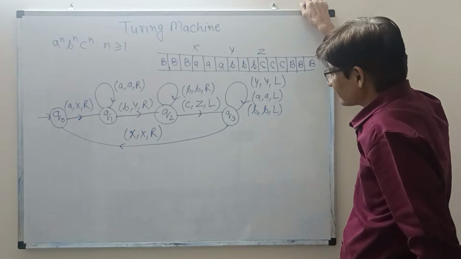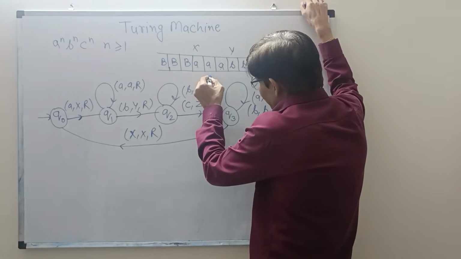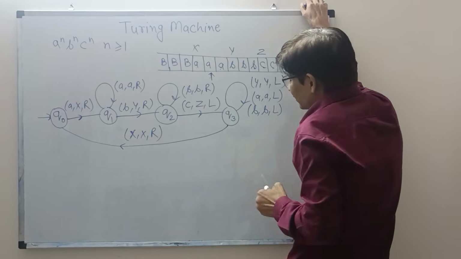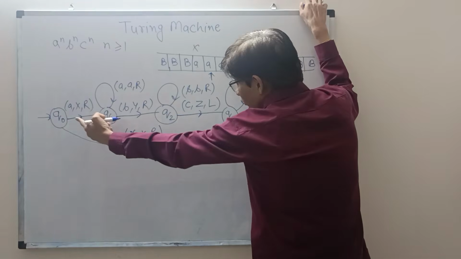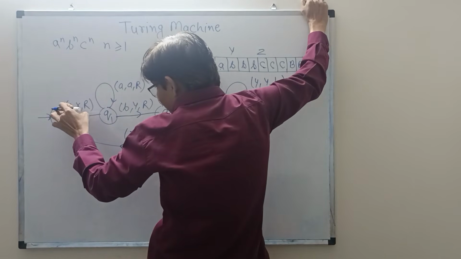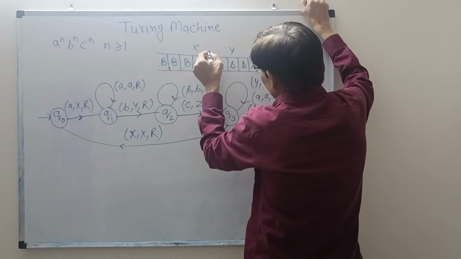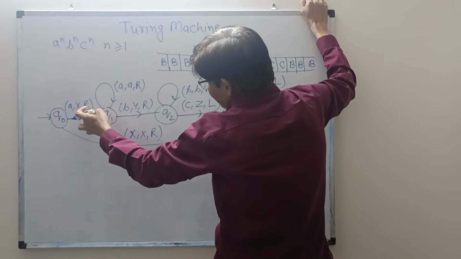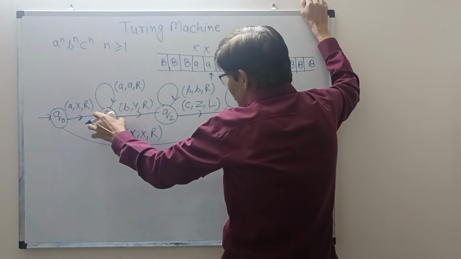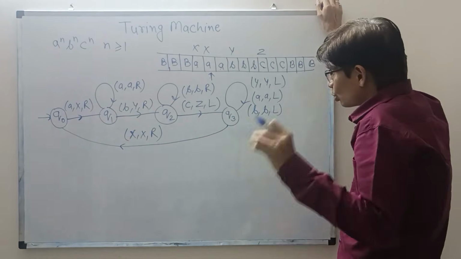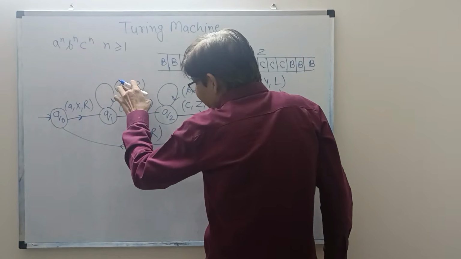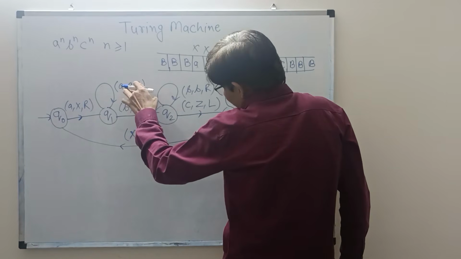It starts moving towards right. So again you are on Q0 and you are getting A again. So this transition will be used. You will convert this A into X, continue moving towards right, and change your state to Q1. Then on Q1 you will get another A. So you will leave it as it is and continue moving towards right.